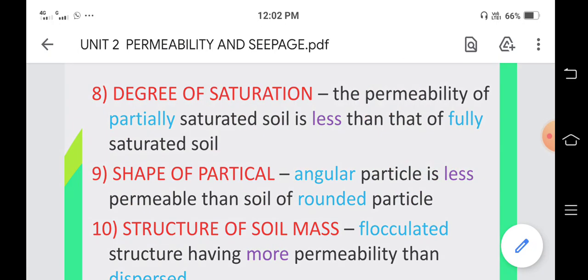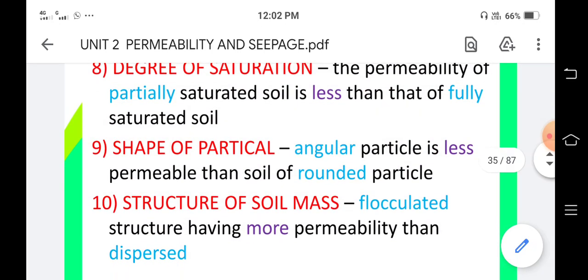Okay. Then the next one is the shape of the particle. Angular particles have less permeability as compared to rounded particles. Rounded shape particles have more permeability, and angular shape particles have less permeability. And the last one is the structure of the soil mass.